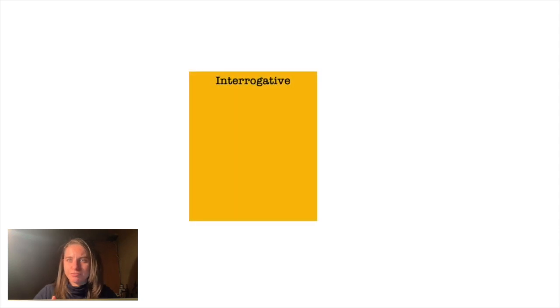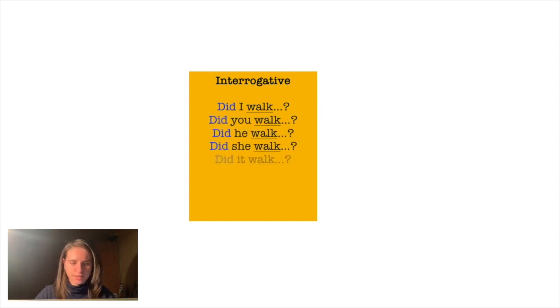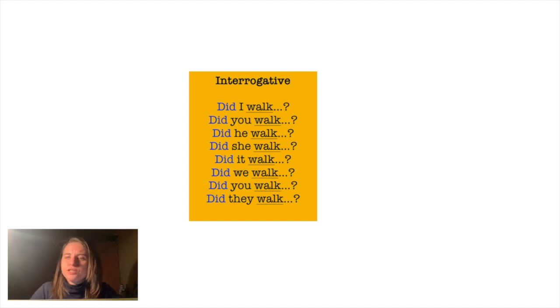Okay, so now we're getting to the part of the lesson where we're going to learn something new. All right, today we're going to learn about questions in the past simple, how to make them. So this is called interrogative. Now, please take note. Did I walk? Did you walk? Did he walk? Did she walk? Did it walk? Did we walk? Did you walk? Did they walk? So notice that did goes to the beginning of the question, okay?